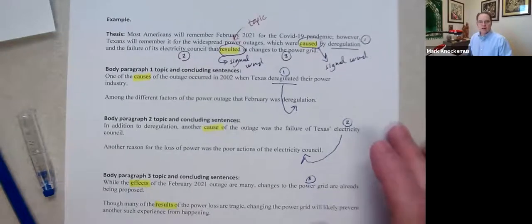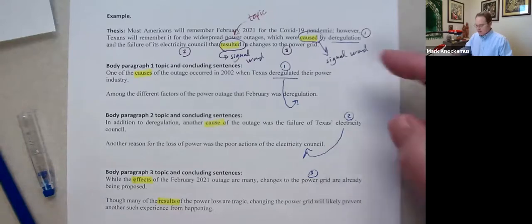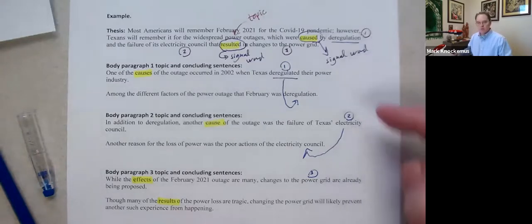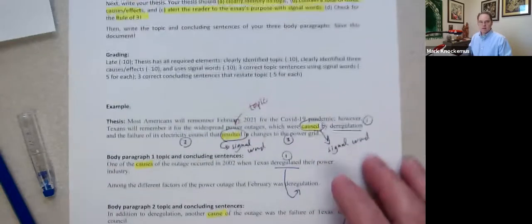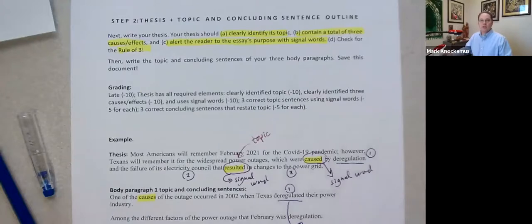Thesis, rule of 3, and which results in topic and concluding sentences for your 3 body paragraphs. And in the next lecture video, we'll take a look at step 3.